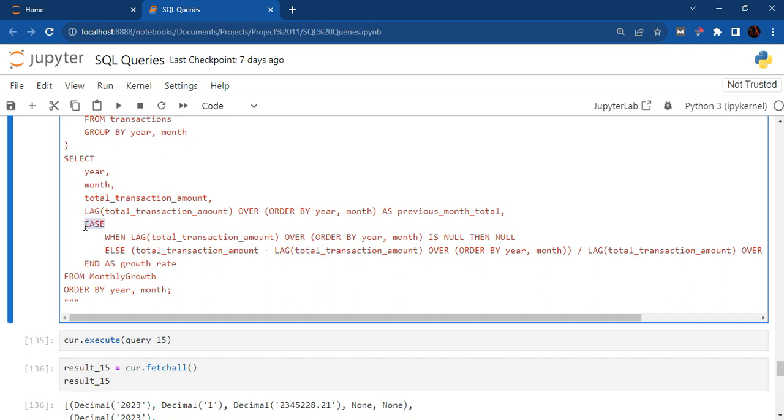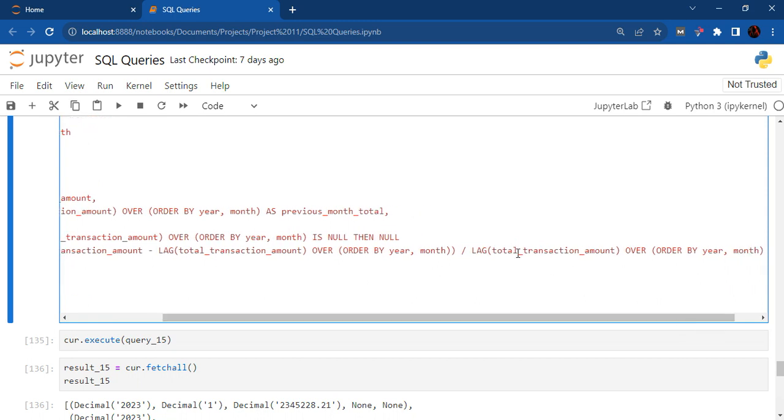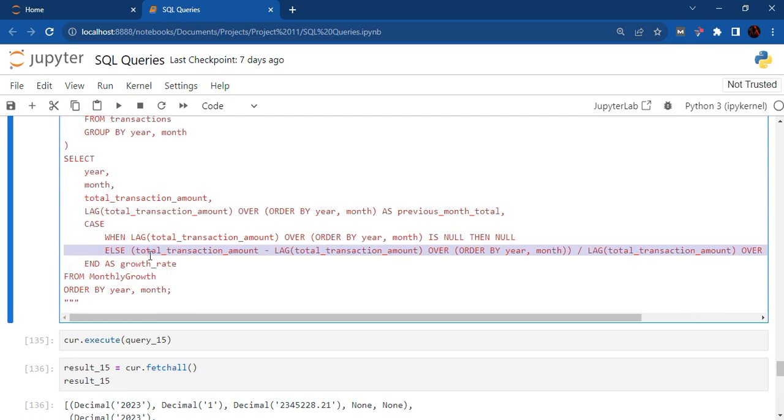Now I have to give a case for the conditions. So when lag, which is this, over this is null, then you print out null. But if it's not null, you should get the transaction amount minus the lag itself over the same window, then divided by the lag total amount. This is the formula itself, that growth rate formula.